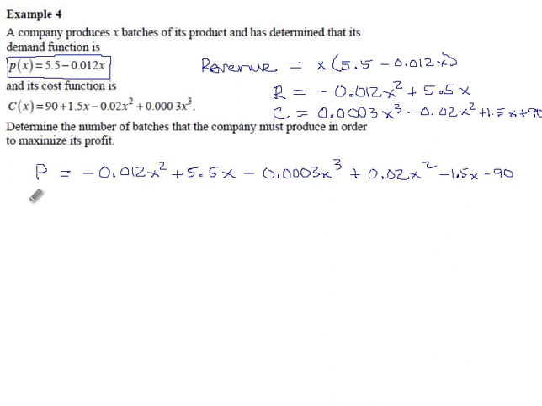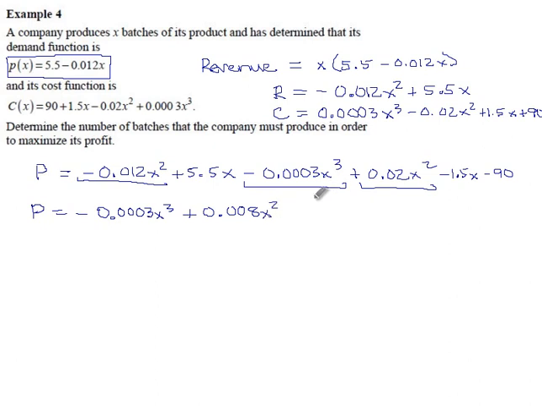I can collect like terms and put this in order just to get it looking as nice as possible. Overall, our profit function has a cubic term. There's an x squared and another x squared. We can combine those and get 0.008, I believe, 0.008x squared. And then we have 5.5x minus 1.5x is 4x. And the only constant term is the 90. So that's our profit.